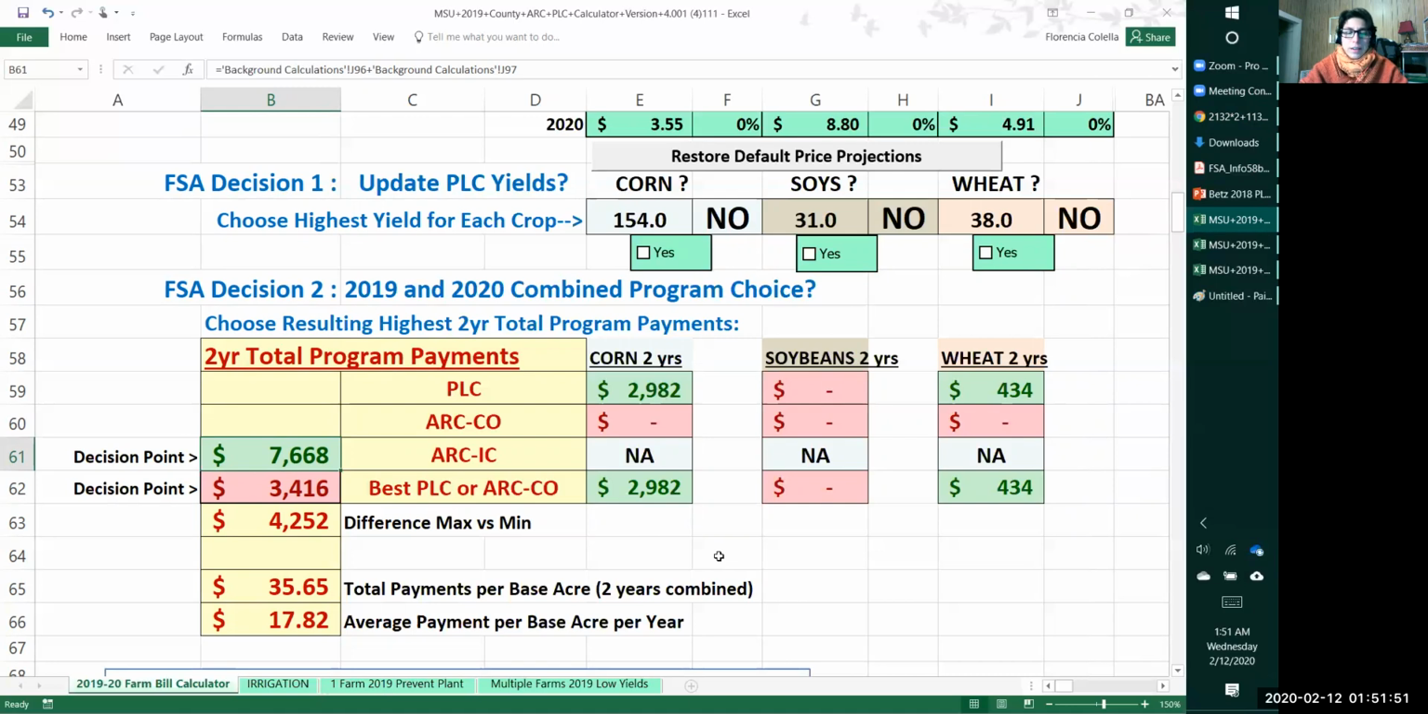Of course, this is an advanced use of this calculator, so I understand if you prefer to just go with the one farm at a time approach, but the difference in program payments may make it worth spending a little more time doing this. And of course, you can also give us a call if you have questions.